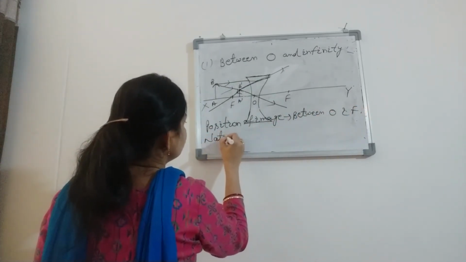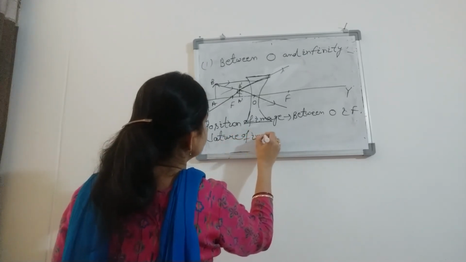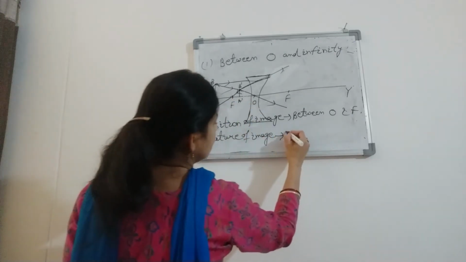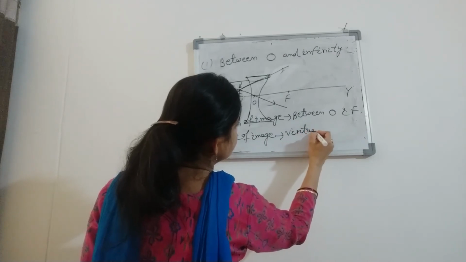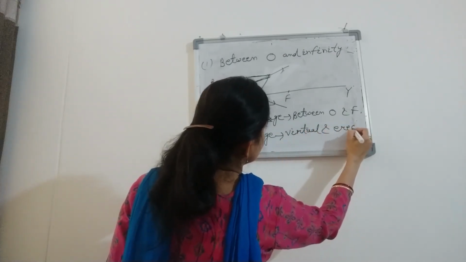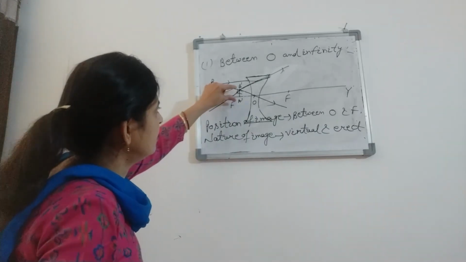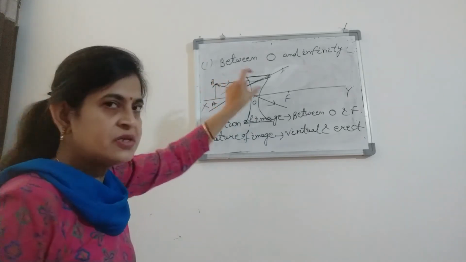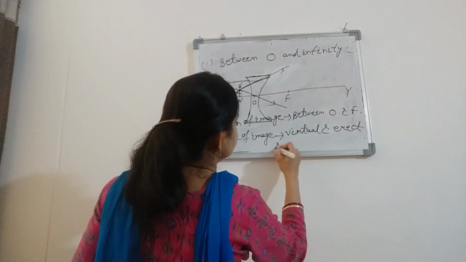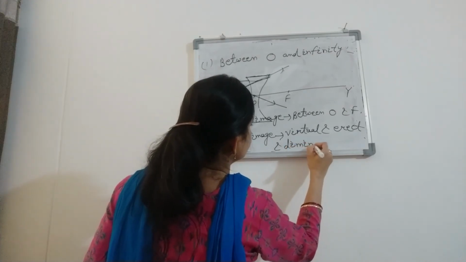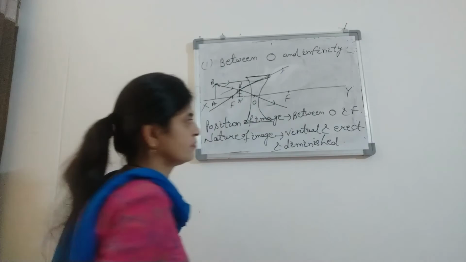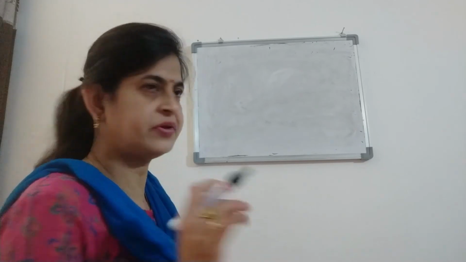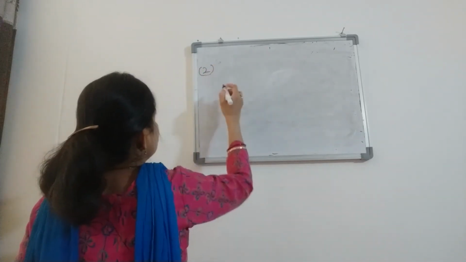And nature of the image is virtual because same side, and erect. And if you compare the height of the object and image, it is clearly observed that a diminished image is formed here. Clear? Now we are considering the position of the object at infinity for your concave lens.